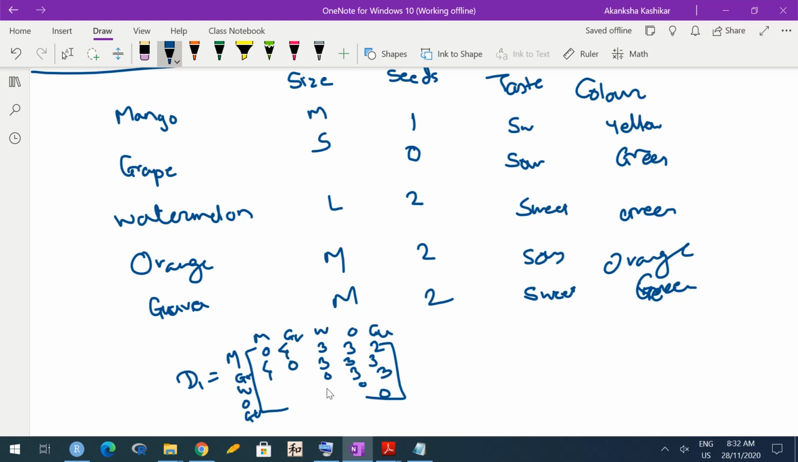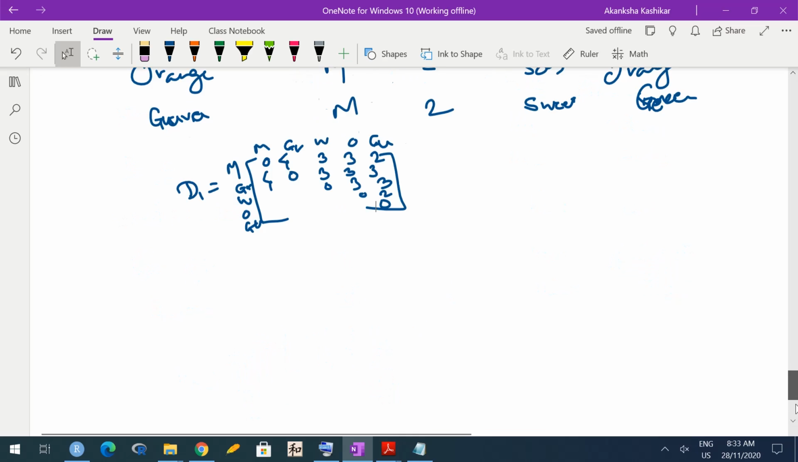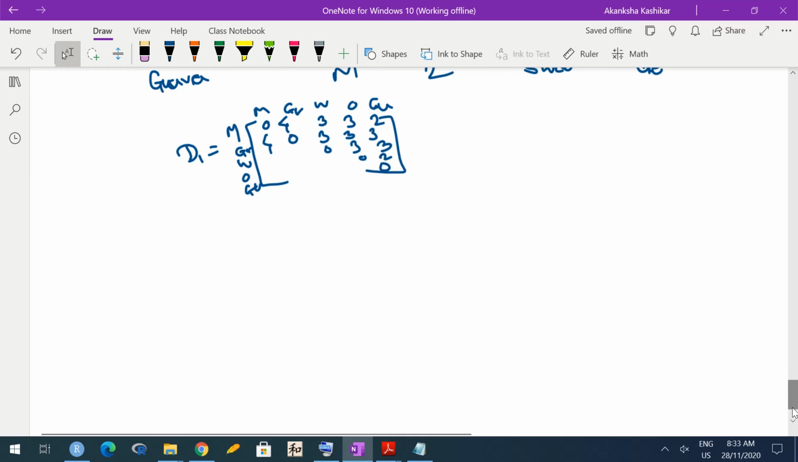Now orange to guava. Medium 2. So 2 things are matching, 2 are not matching. So 2. Okay. So now we have this distance matrix. We have to locate the smallest non-diagonal entry in this distance matrix. We actually have 2 at 2 different places, so we can randomly select one of them. So let me select this. So mango and guava. We will join mango and guava at the distance of 2 units. Okay.